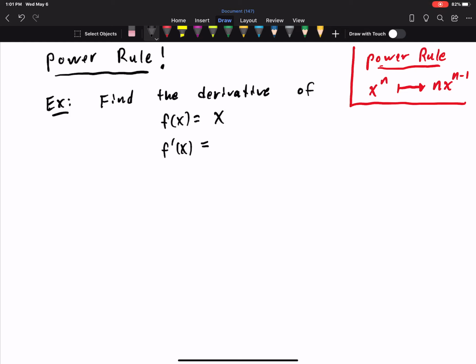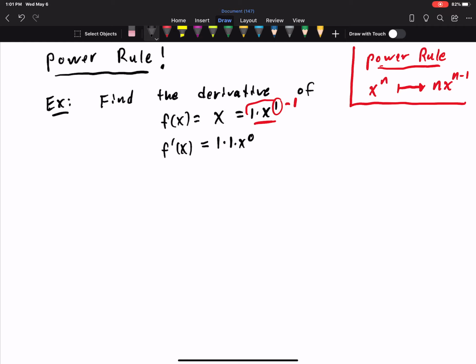For one, x is the same thing as 1 times x, is it not? 1 times anything is just that anything, right? And similarly, x is the same thing as x to the first power. We only have one of those x's. So if we have this form, we can definitely use the power rule just as we did before. So what we do is we take our exponent, we bring it down in front, multiply it by that 1. And then you subtract 1 from the exponent. So what this gives you is 1 times x to the 0th.